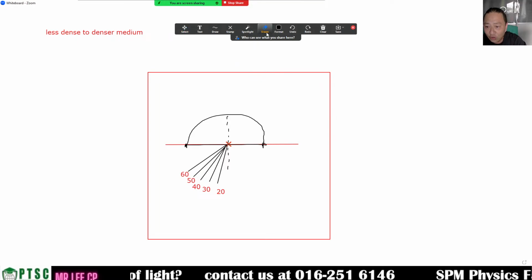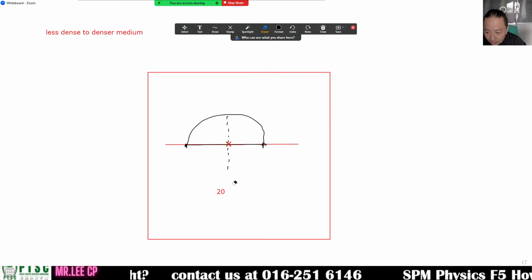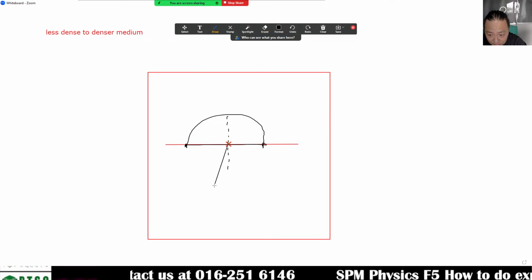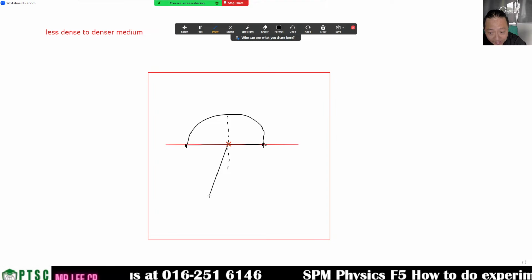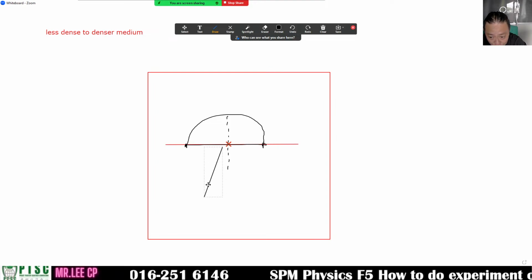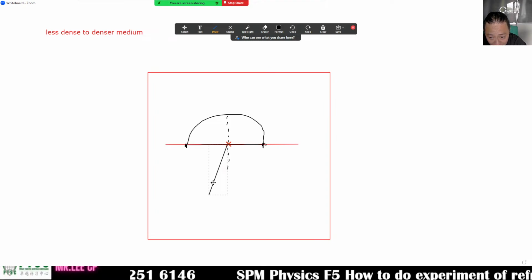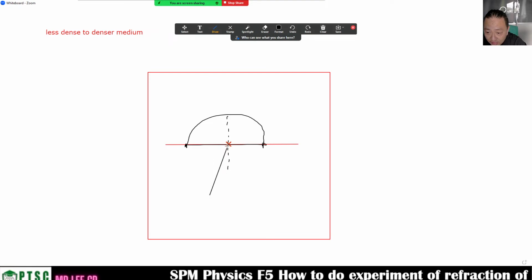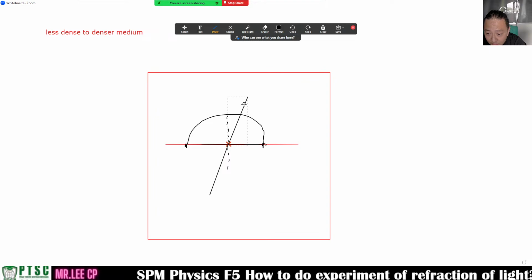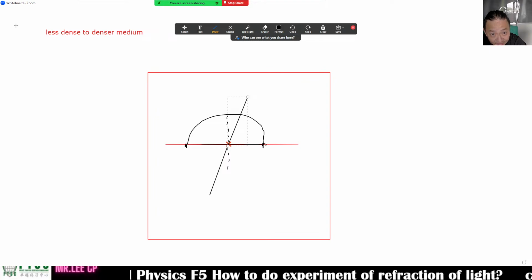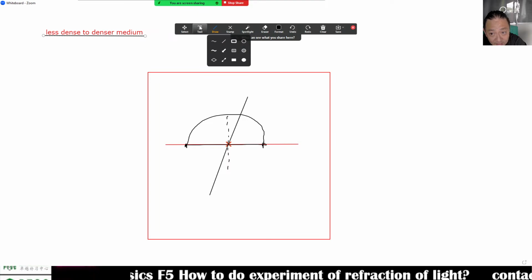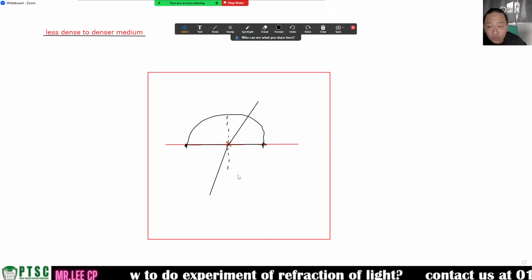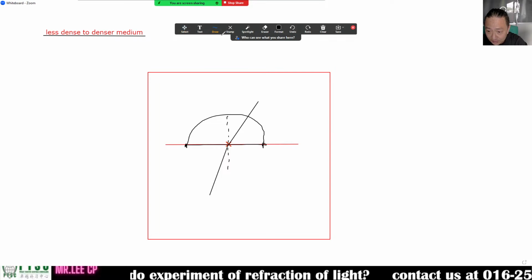So now if no, I rub off this one. Now what we do is I want to start from 20. So my laser pen, I shoot at this X mark. Now it is supposed to go straight like here, right? But it is not, because of less dense to denser. Less dense to denser, then it will move away from the normal. You find this one is 20. This one is 20.